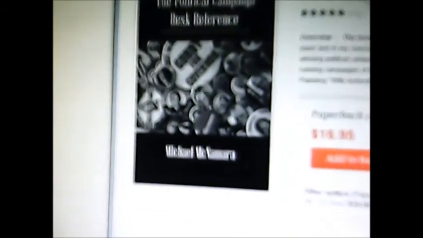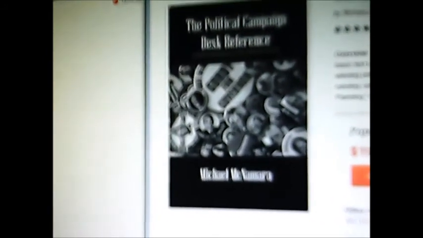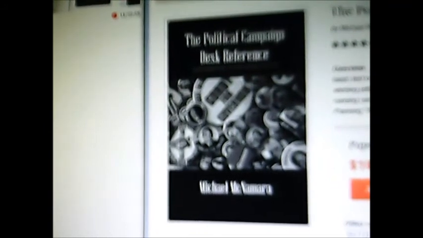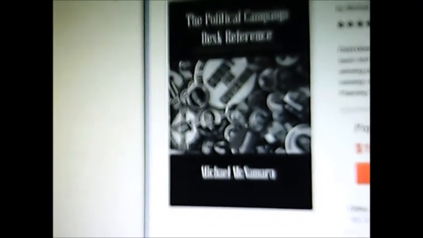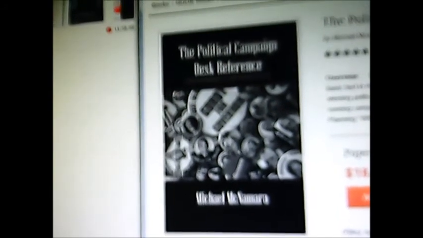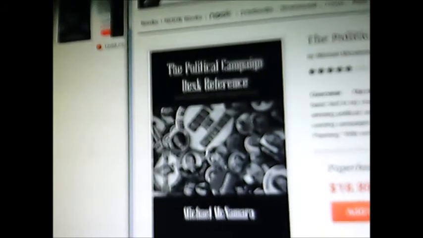The next book is one I've already mentioned several times. It's this one right here, The Political Campaign Desk Reference by, and it's Michael McNamara. Robert McNamara, of course, was the Secretary of Defense during the first part of the Vietnam War. This would be Michael McNamara. And this is a book, this is our practical politics book. Again, note the price, very, very affordable.